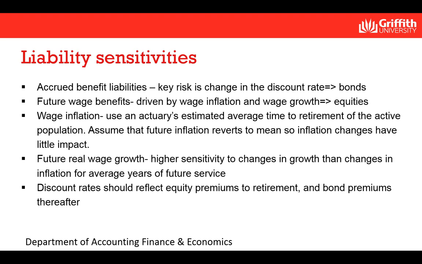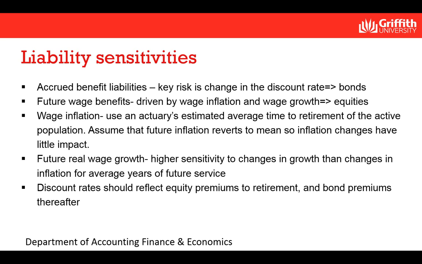For future wage benefits, they're driven by wage inflation and real wage growth. So it has the same core structure as equity, but also a correction factor. For wage inflation, because the inflation factor is only relevant between now and retirement, we need to use an actuary's estimated time to retirement of the active population, which is 11 years. Any change in inflation from the assumed rate would compound itself on average for 11 years if the change in inflation persisted that long. Because we assume that inflation reverts to the mean over the medium term, inflation changes have little impact.